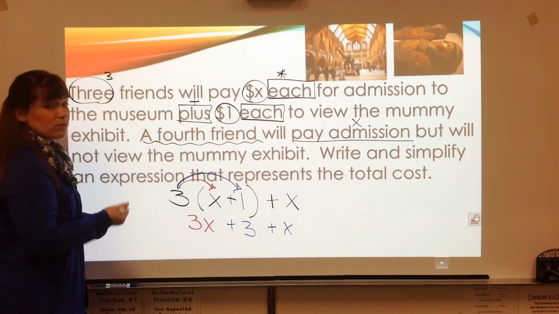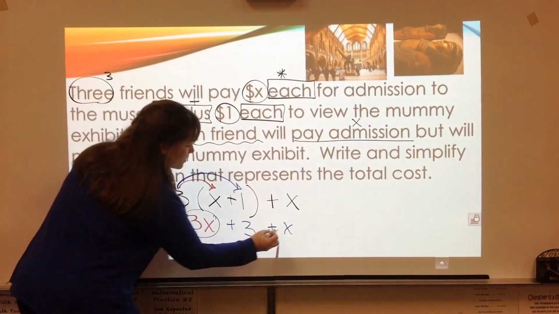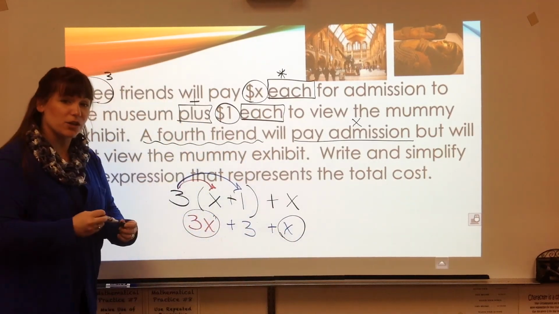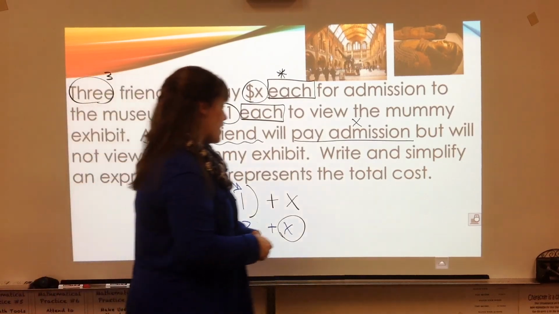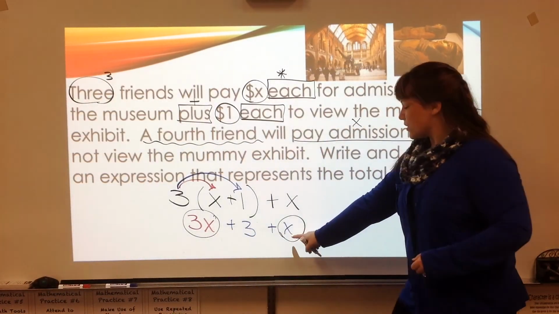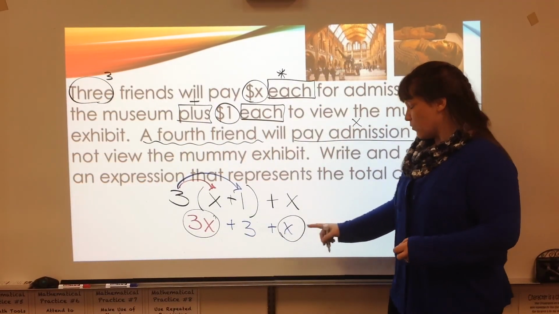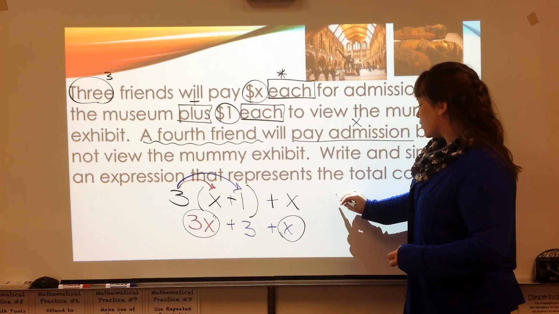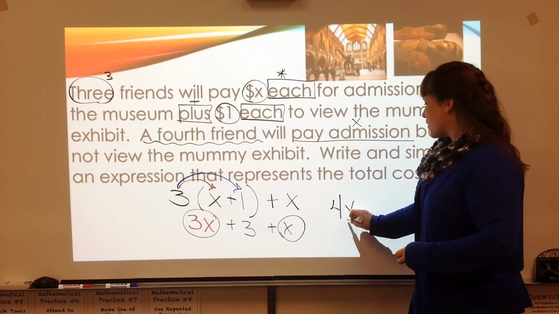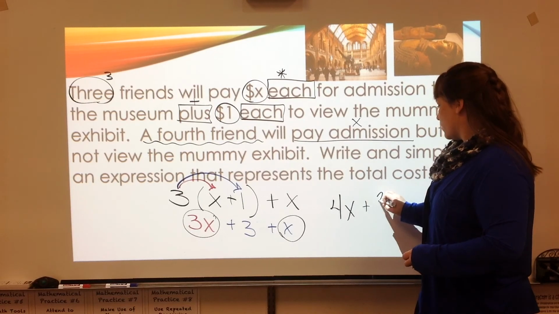Now we get to circle our x's because we can combine like terms. And when we do that, we have to add our coefficients. Pretend this is like a 1 coefficient next to it. And so our answer will be 4x plus 3.